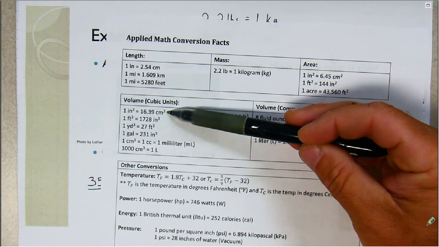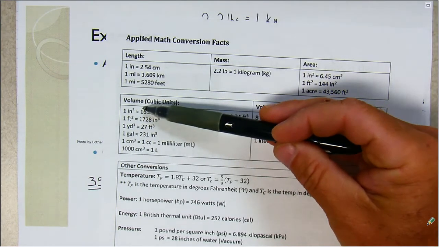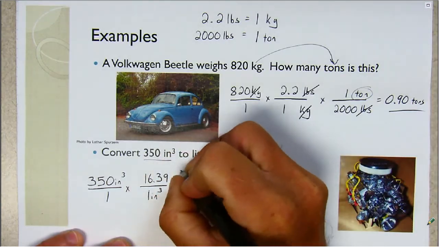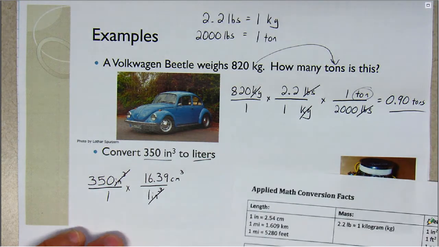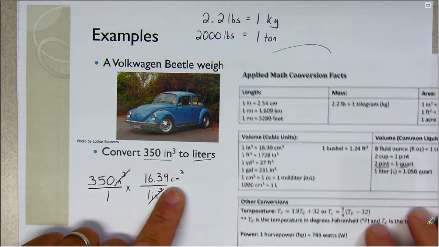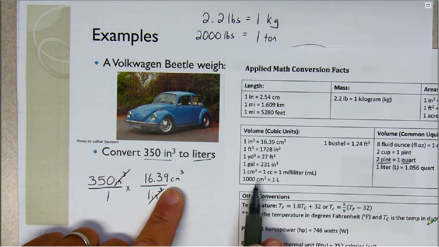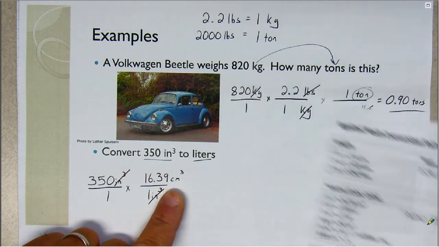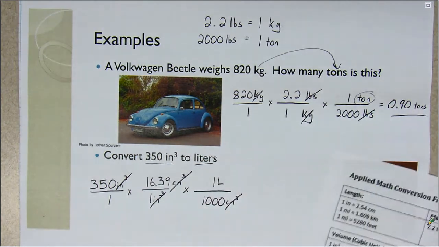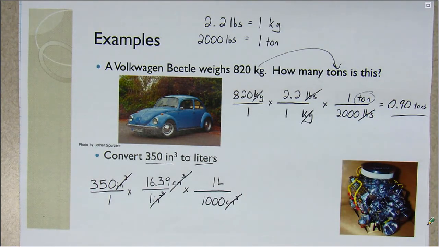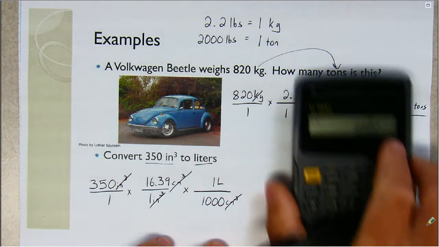First, we'll use 16.39 cubic centimeters per cubic inch. That makes the cubic inches cancel. Now we have cubic centimeters. And we're going to use our second conversion fact right here. 1,000 cubic centimeters is equivalent to 1 liter. That cancels off the cubic centimeters. That gets us to liters. That's what we wanted. We're ready for our calculator.